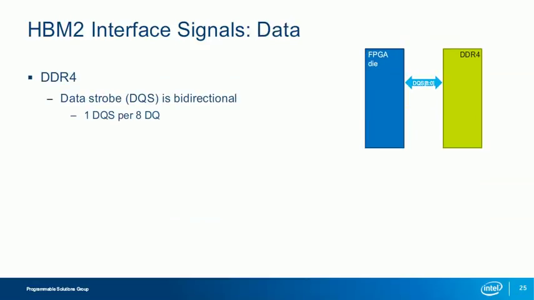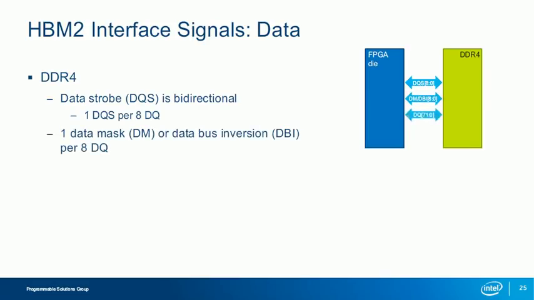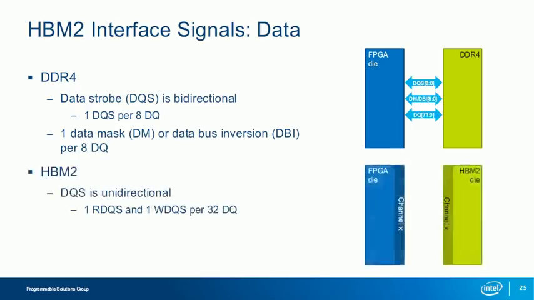Taking a look at the data signals, the DDR4 data strobe is bidirectional and is designed so that there is one DQS pair for each 8 DQ. There are also data mask or data bus inversion signals for each group of 8 DQ, plus the 72-bit DQ bus itself. For HBM2, notice that the data strobes are unidirectional and consist of separate read and write DQS signals. Another key difference is that instead of having one DQS for each 8 DQ as in DDR4, HBM2 contains one RDQS and one WDQS for each group of 32 DQ in the 128-bit wide data bus.